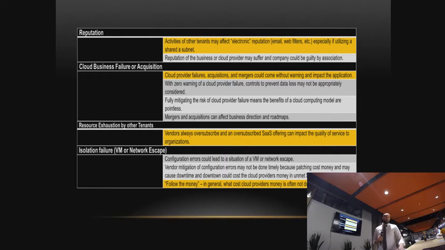Another one's follow the money. In general, what costs a cloud provider money is often not done. So I could patch your system against this vulnerability, but it's going to cost me a lot of money and risk. I may bring customers down. I may have SLAs that are affected. So I might not just do it, because it's going to cost me too much money to patch it, and then I'm just not going to tell you about it. And I don't have to, because this isn't in my SOC 2 Type 2 report, right? So that's a risk.